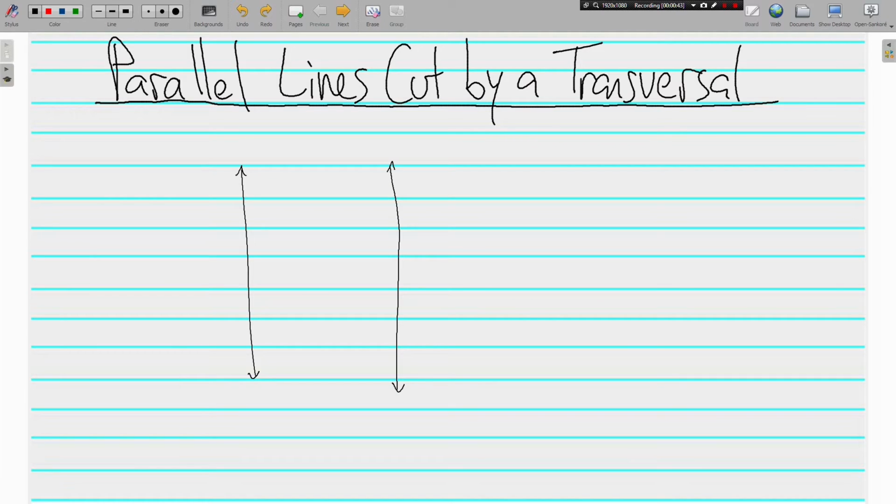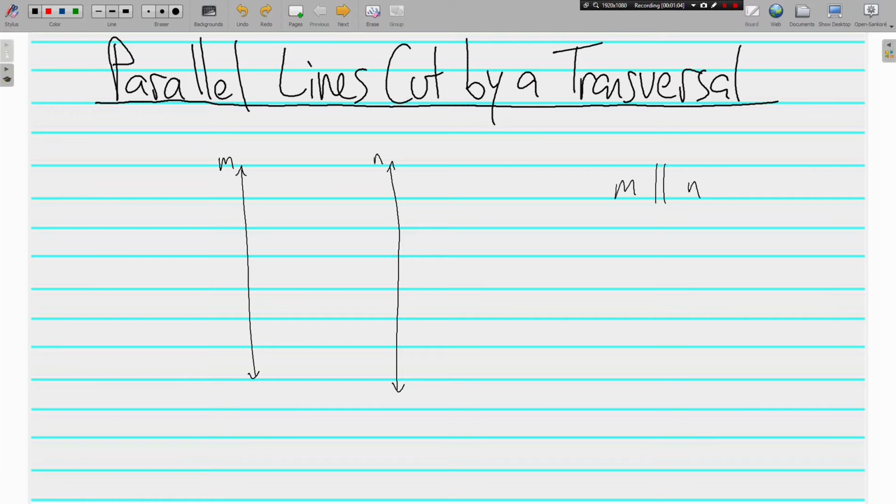This here, we'll call this line M, and this one will be line N. The symbol for parallel is two parallel lines. So what I just wrote on the right side over here says that M is parallel to N.